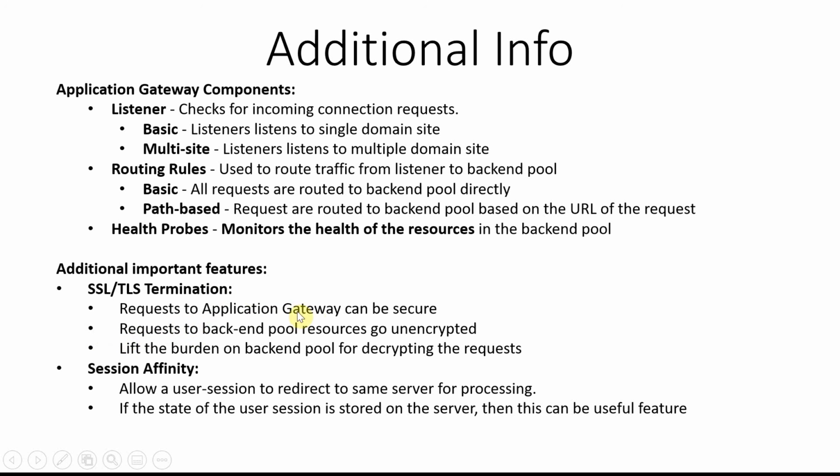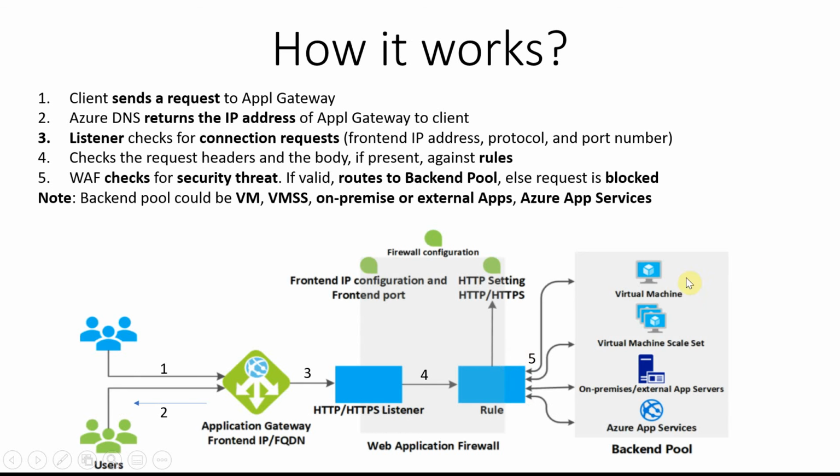So requests to application gateway can be secured by using TLS, and the requests to the backend resources can go unencrypted, because it generally lifts the burden on the backend pool of decrypting the request. So basically, you don't need to take care of encrypting or decrypting in your application, because that burden is taken out from you and applied here rather than inside your application. So the TLS authentication is taken care of here.